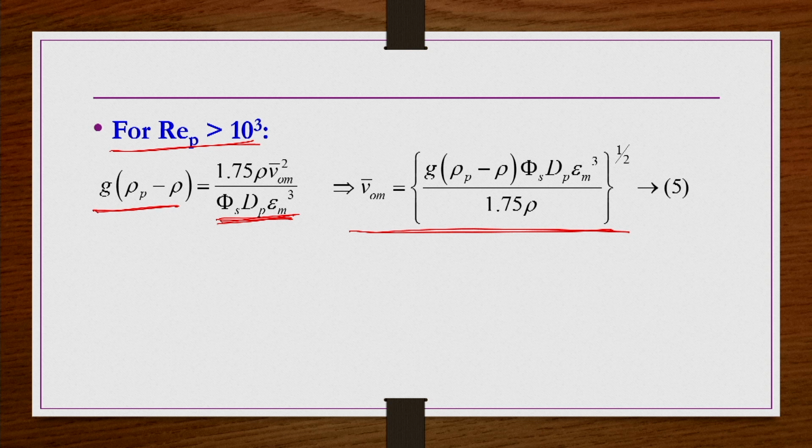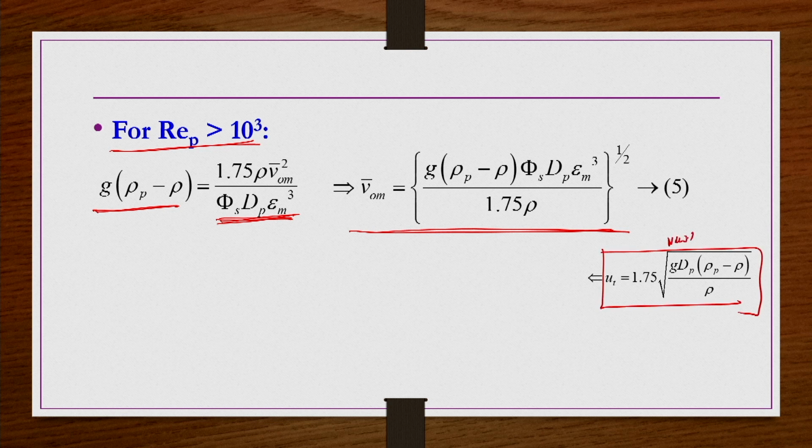This is what we are going to get. Now, here also what we do, we take the free settling velocity of a single particle, but under high Reynolds number conditions, that is Newton's flow regime. We know the settling velocity of single particles in Newton's regime, that is Re_p greater than 10 power 3.